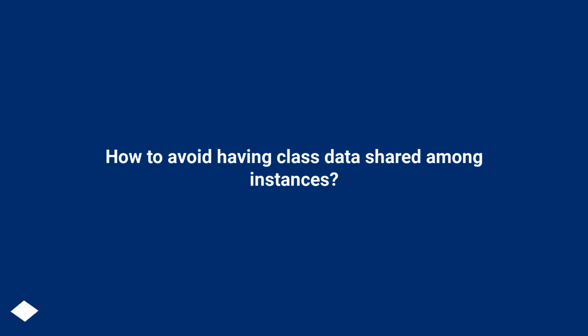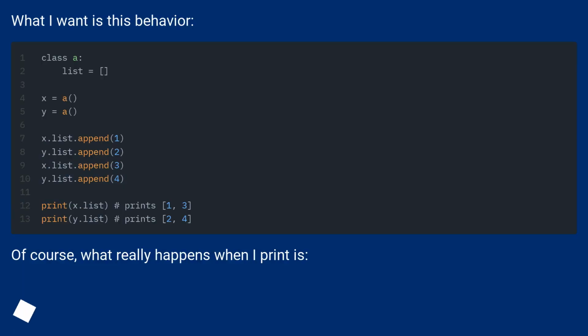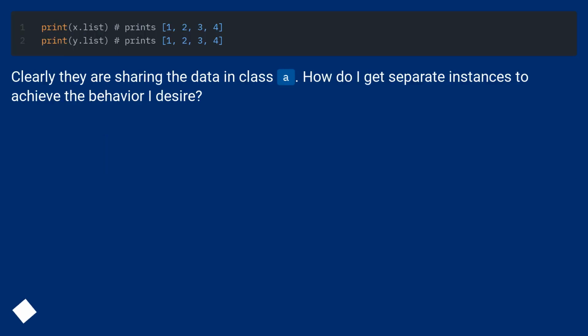How to avoid having class data shared among instances. What I want is this behavior. Of course, what really happens when I print is... clearly they are sharing the data in class A. How do I get separate instances to achieve the behavior I desire?